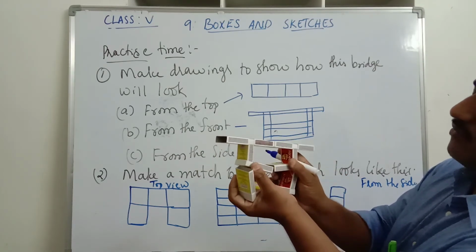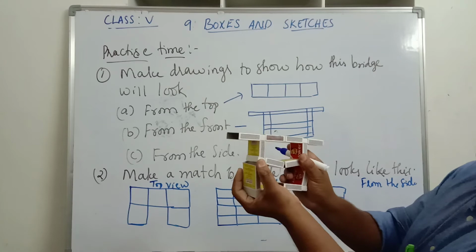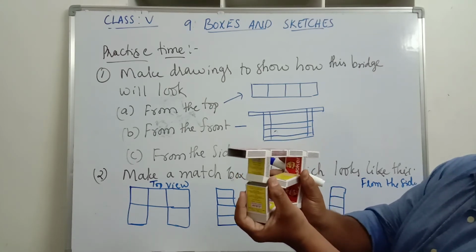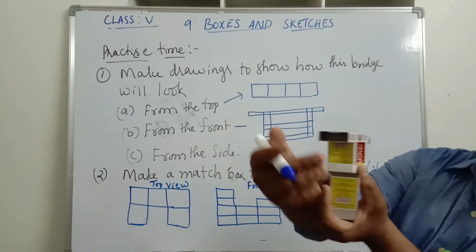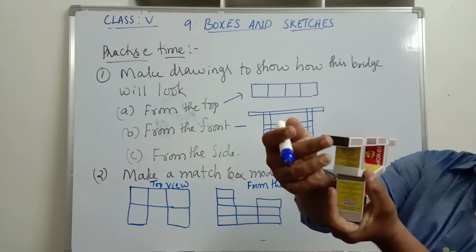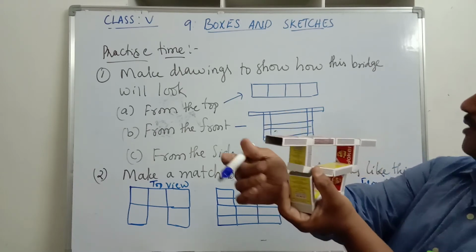You see here, this will give you what? The front view. This will give you what? The front view. Then what you will get? The side view. Side view means this is the side view. What will we get in this side view? We have this portion and again this big one is there.